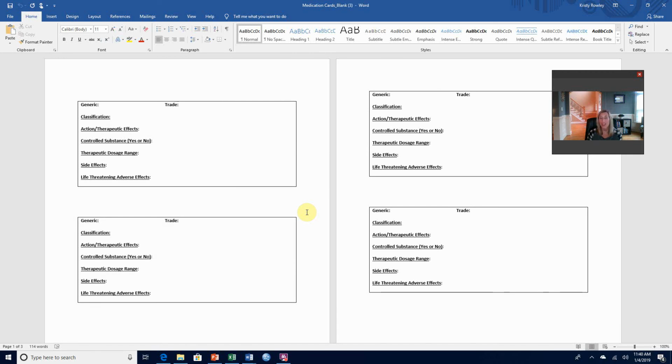However, this is what I tell my students when I had them in clinical. They come on a paper here, but you can divide that up. This is a Word document, so it's very easy to manipulate. And then save it for the name of the drug.